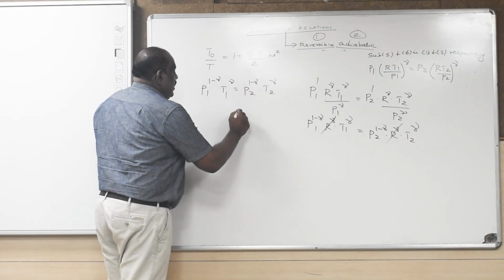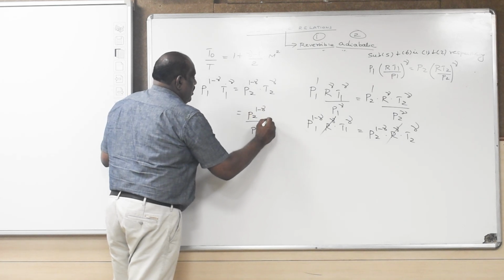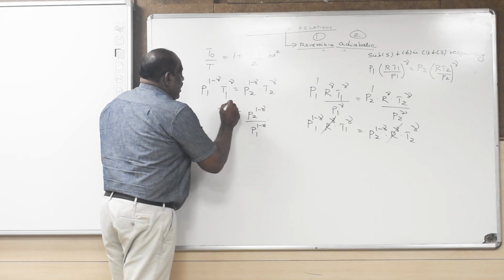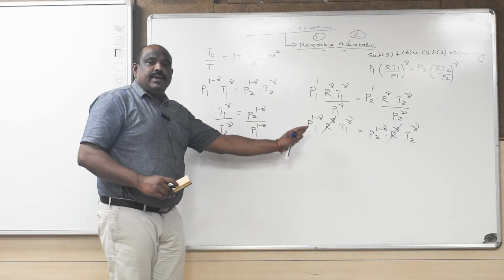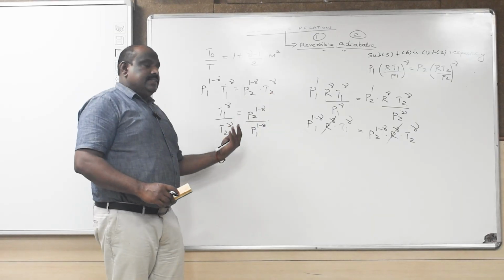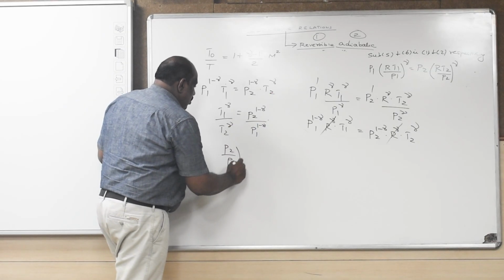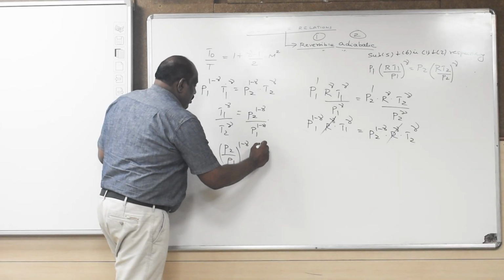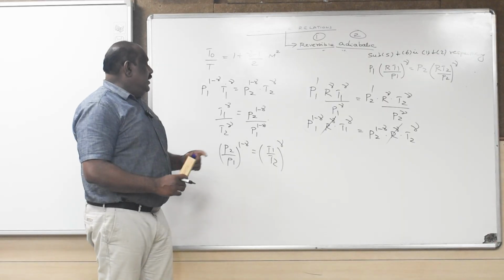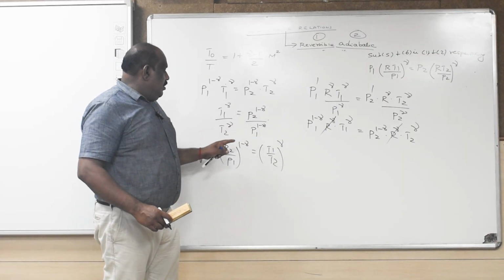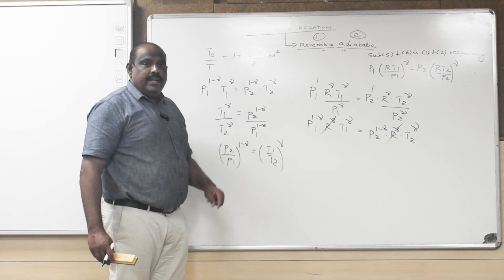From this, what is P2 power 1 minus gamma by P1 power 1 minus gamma? This is T1 power gamma by T2 power gamma. What I did from this expression is I took the pressure terms separately and the temperature terms separately. So P2 by P1 whole power 1 minus gamma equal to T1 by T2 whole power gamma. I took 1 minus gamma as the common power for both the numerator and denominator, and similarly for T1 and T2, I took gamma as the common power.